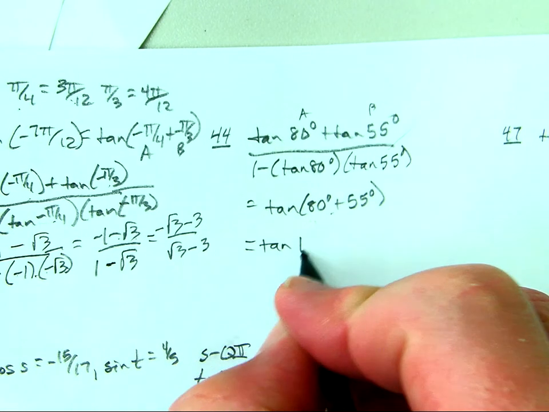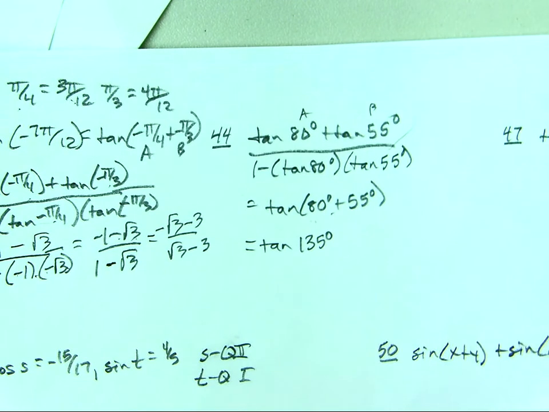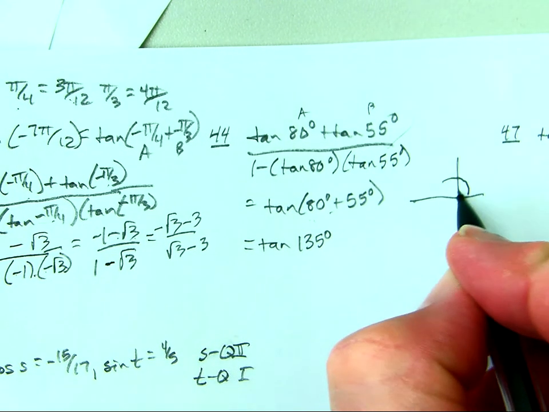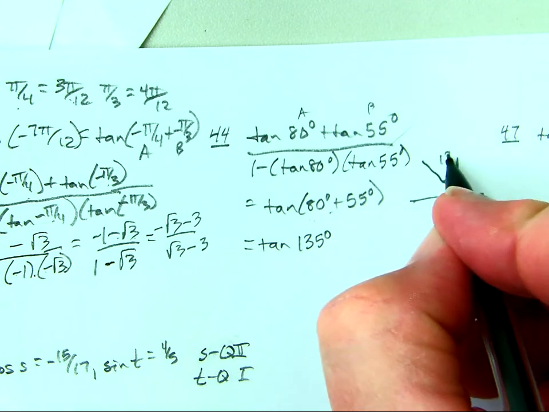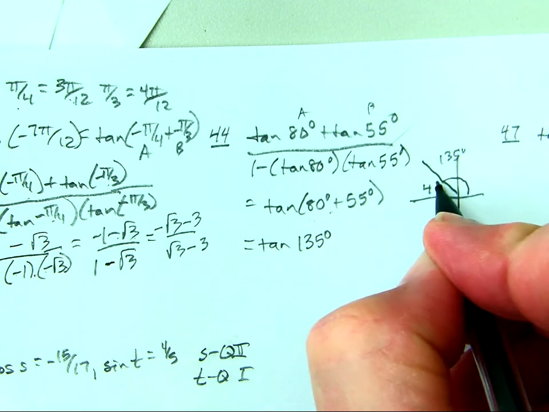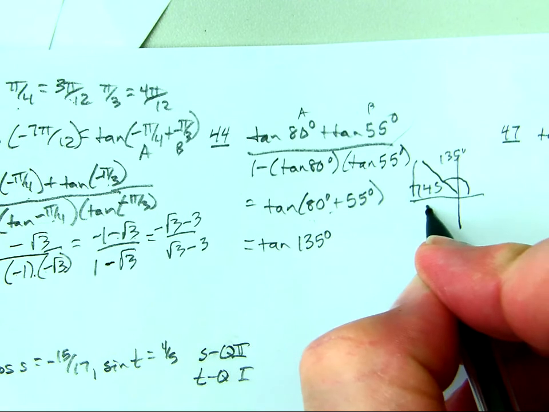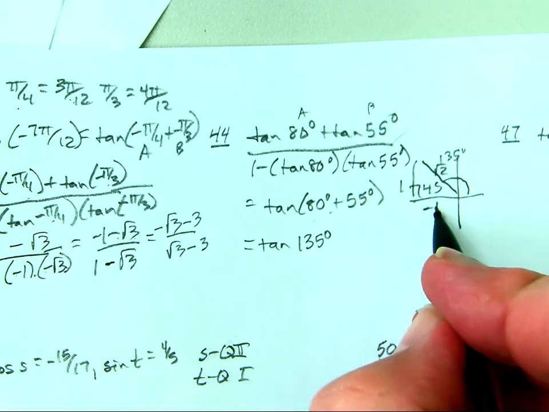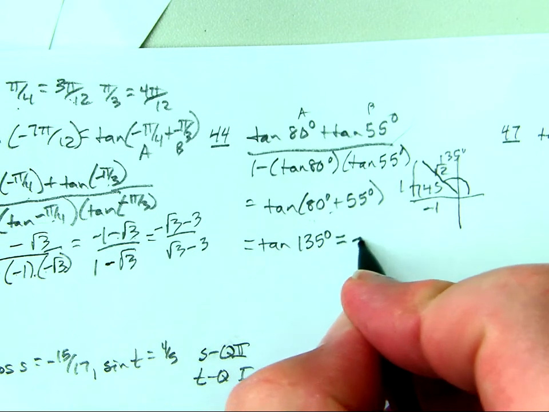Well, we can simplify that. 80 plus 55 is 135. We can find 135. That's over here in the second quadrant. If that's 135, then this is 45. So if we draw our triangle, it'd be negative 1, 1, and radical 3. So the tangent would be 1 over negative 1, so it's just negative 1.